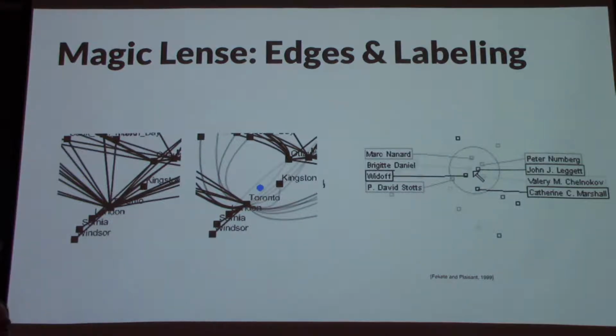There are also other types of magic lenses. For example, you could use these for labeling. This is a circular labeling lens here. So you would be moving around this circle on a scatter plot, and around this circle you would see the labels of these points. Or you could use a magic lens in graphs, for example. So here would be a lens on Toronto, and you could see that the edges bend around it so that you can actually see what is going on in here.